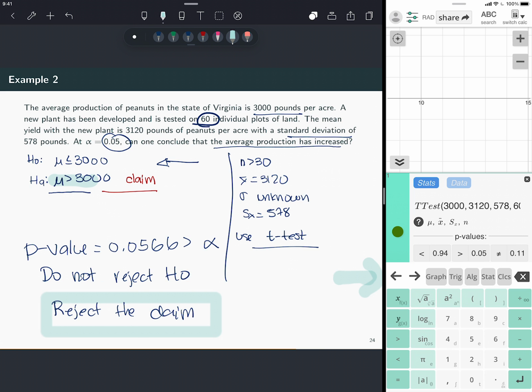This one used the t-test because I do not know the population standard deviation. I'm using the sample one, and I can use it because my sample is big enough.